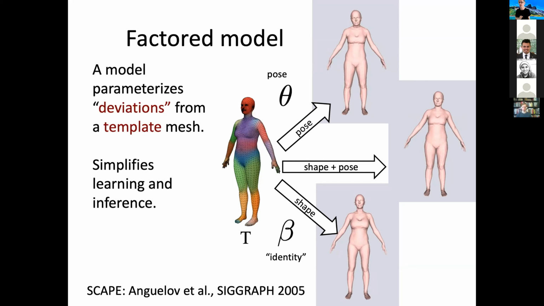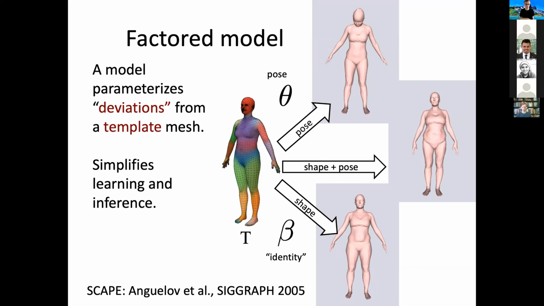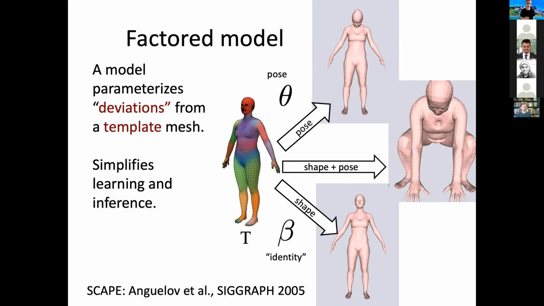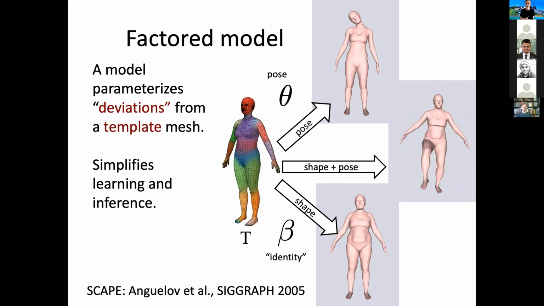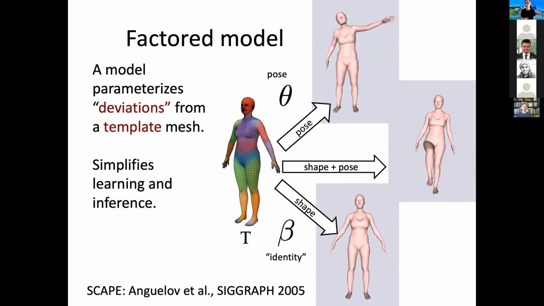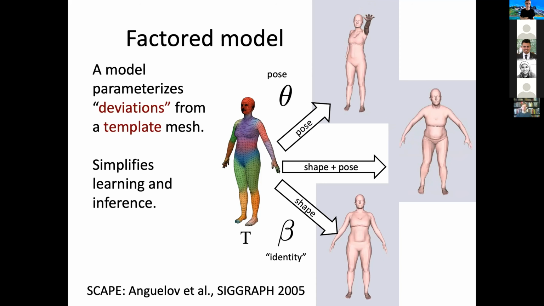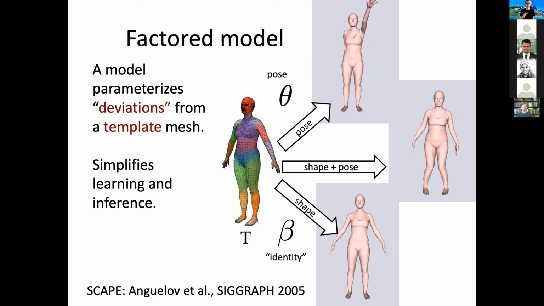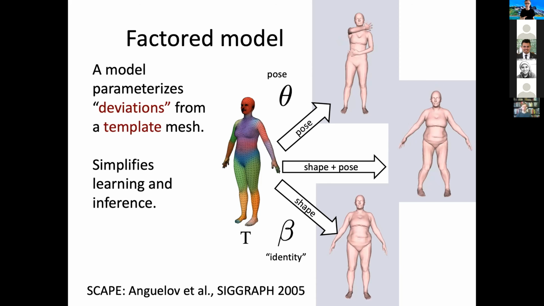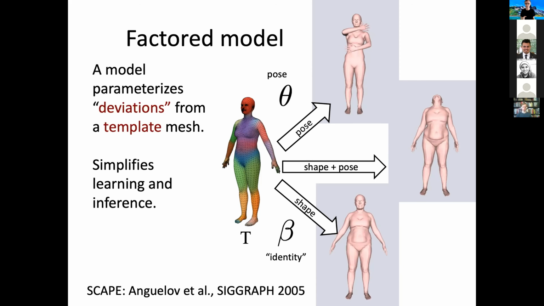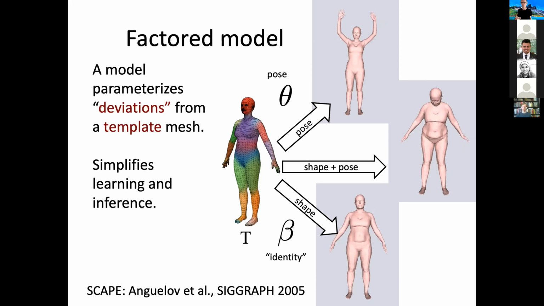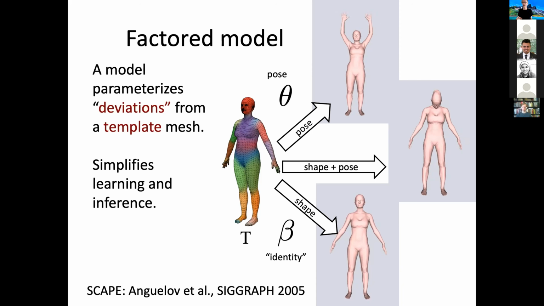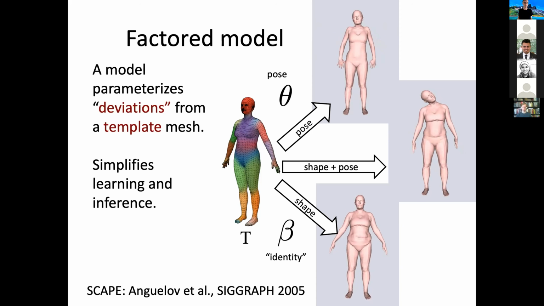And we can represent then any body shape in any pose. This factoring is really key because it simplifies learning and inference, and it simplifies its use in graphics packages. So again, we're going to call pose theta and identity or shape beta. Okay? There's other types of shape. There's going to be pose-dependent shape variation as well, which is separate from identity-dependent shape.